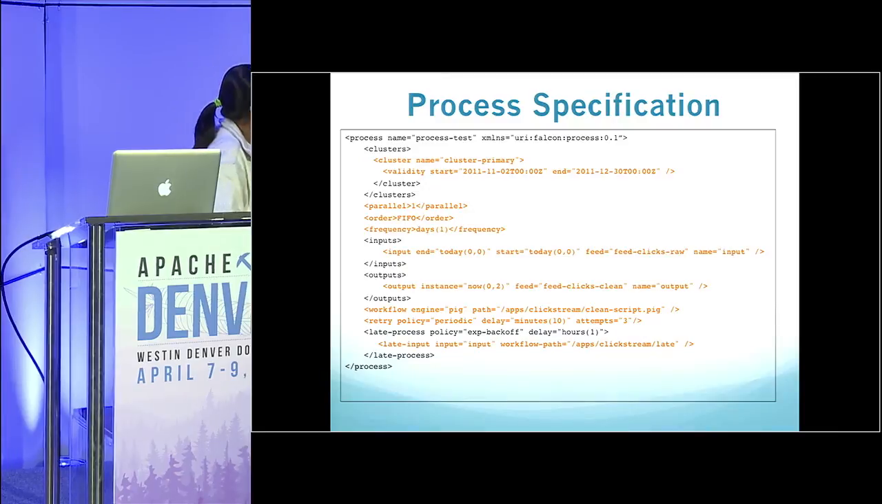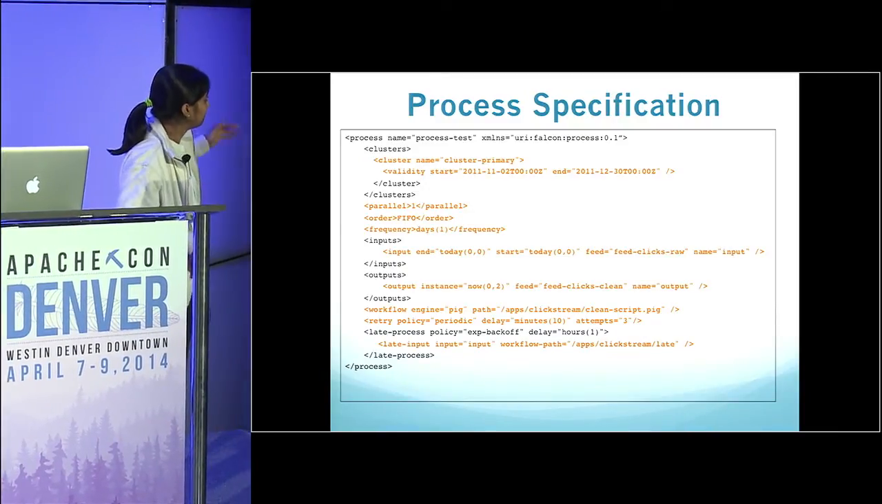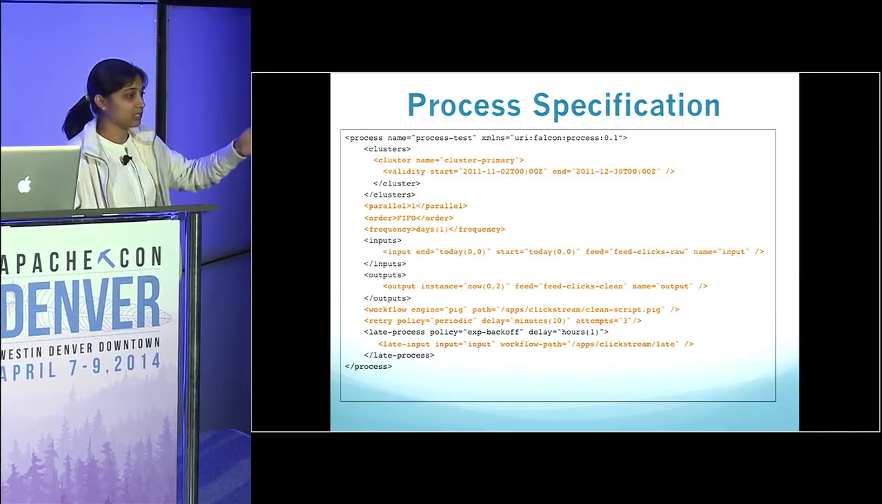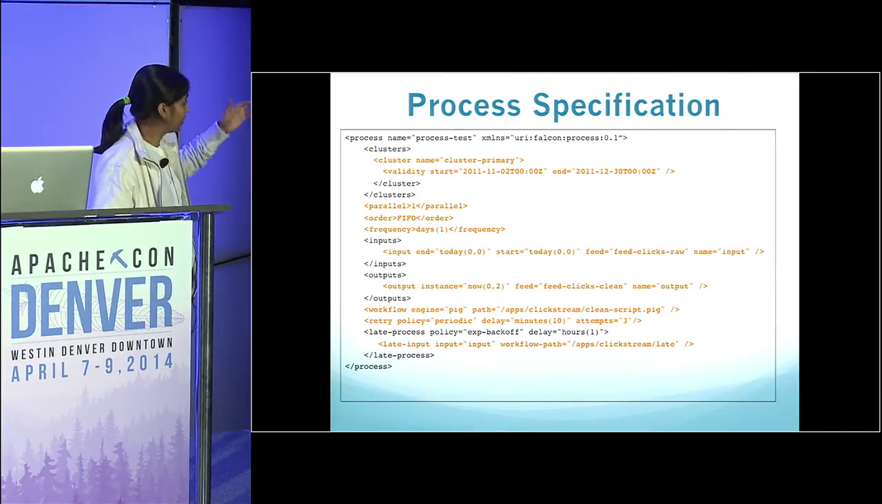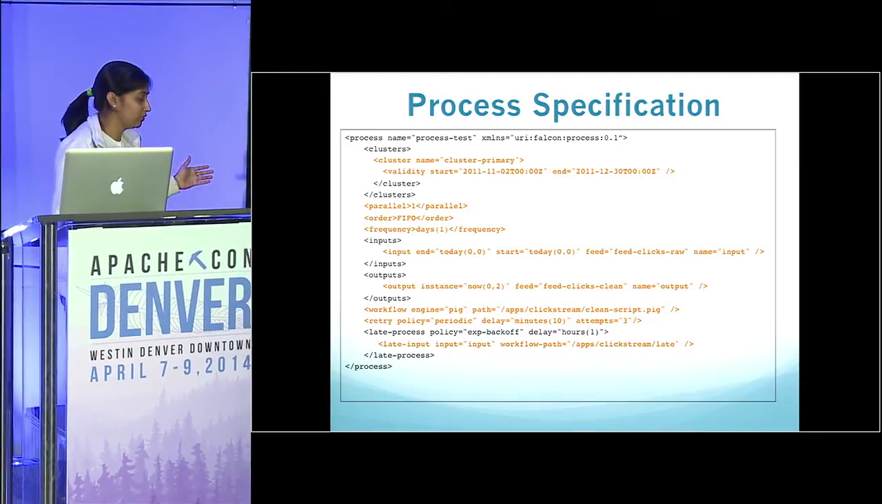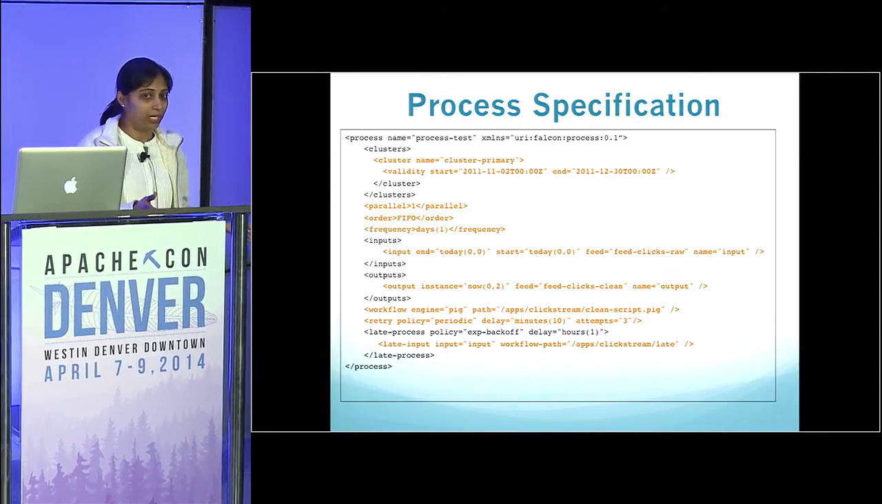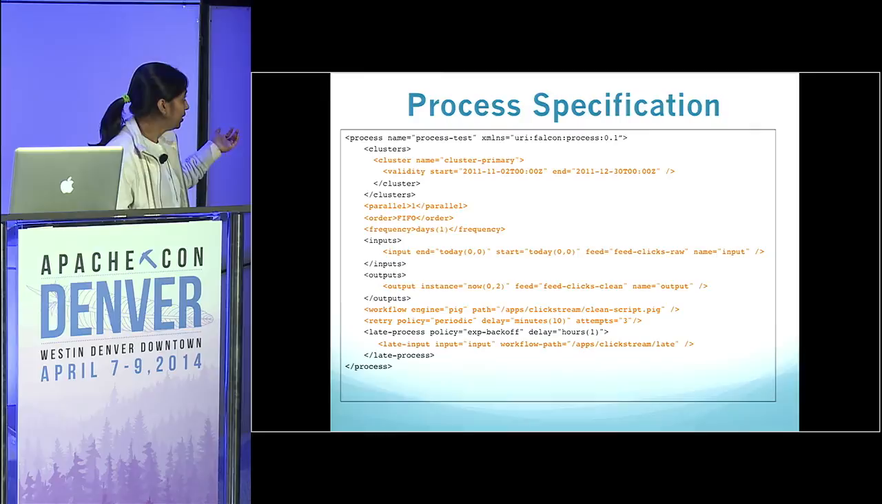And the third entity is the process. So a process has a name again, and it defines the clusters where this data pipeline should run, and the start and the end date where it should run. Parallel defines the concurrency of running the pipeline. How many instances of the pipeline can I run in parallel on the cluster? So depending on the throttling and the capacity available, you can define your own concurrency.